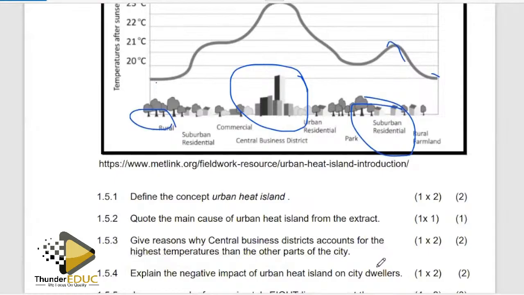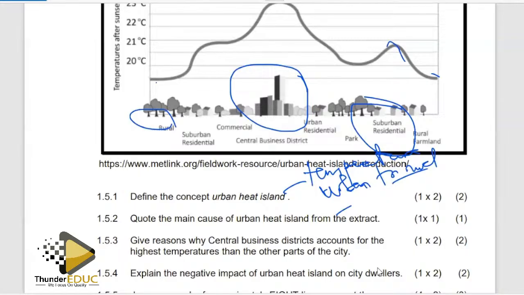When you're defining an urban heat island, we are saying it's an urban area whose temperature is higher compared to the surrounding rural area. The concept here is about temperature. What you must note when you are defining an urban heat island, talk about temperature. It's an urban area whose temperature is higher compared to the surrounding rural area. You are comparing an urban area to a rural area. In urban heat, the temperatures are higher in an urban area compared to the surrounding rural areas.